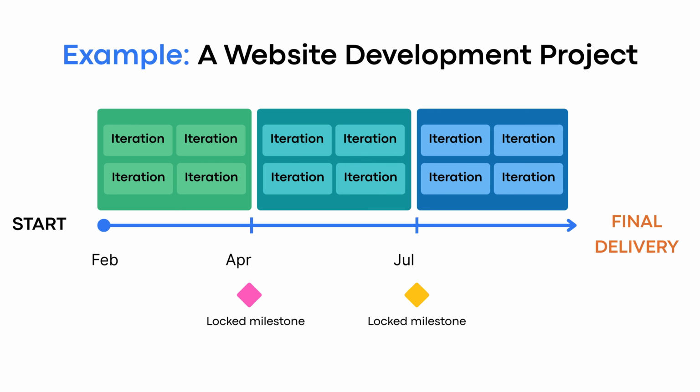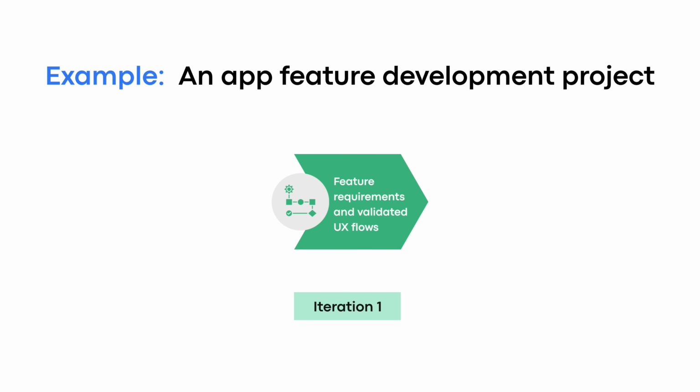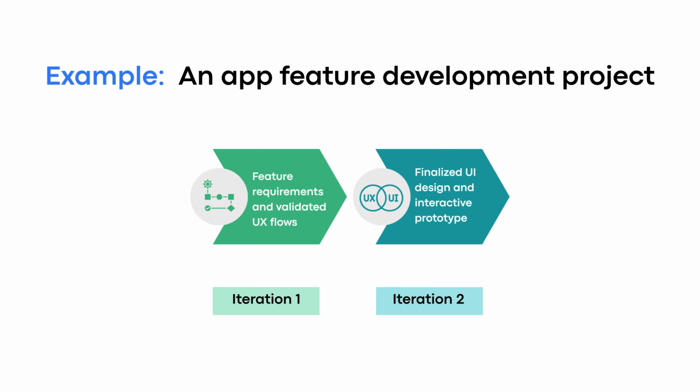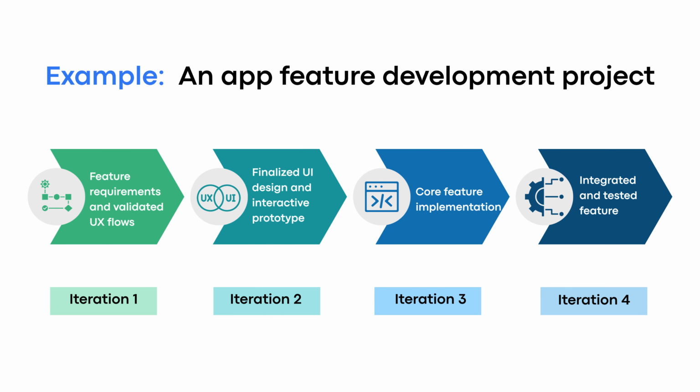Each phase is then broken down into time-boxed iterations, where each iteration produces a clear deliverable. For example, in an app feature development project, first iteration, feature requirements and validated UX flows. Second iteration, finalized UI design and interactive prototype. Third iteration, core feature implementation. Fourth iteration, integrated and tested feature. This continues until the phase milestone is completed.